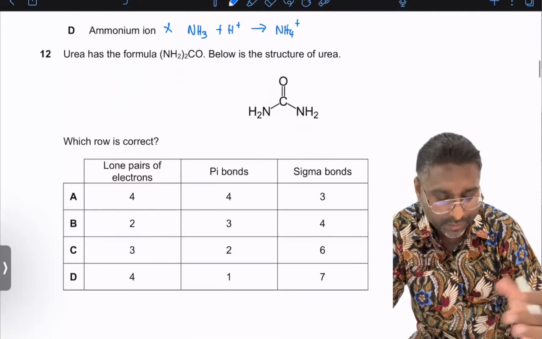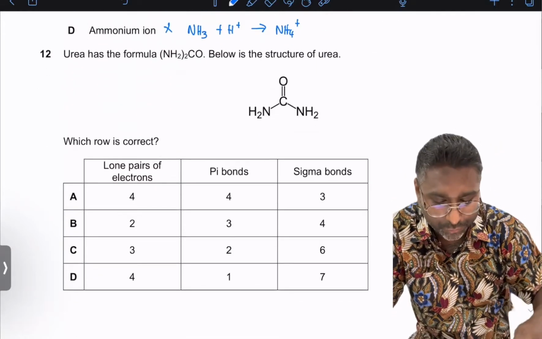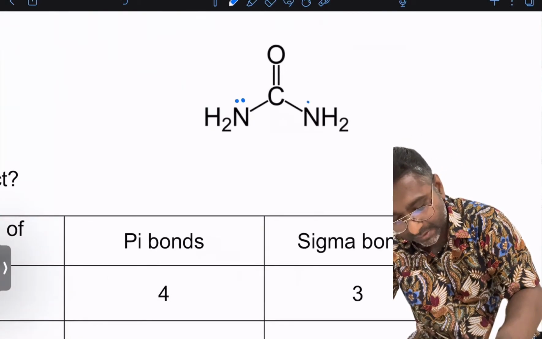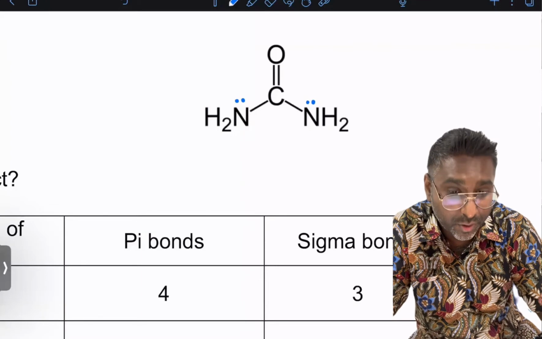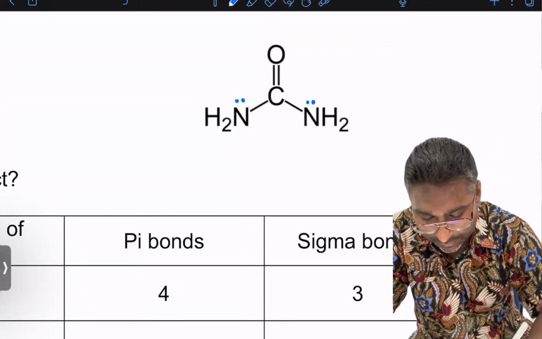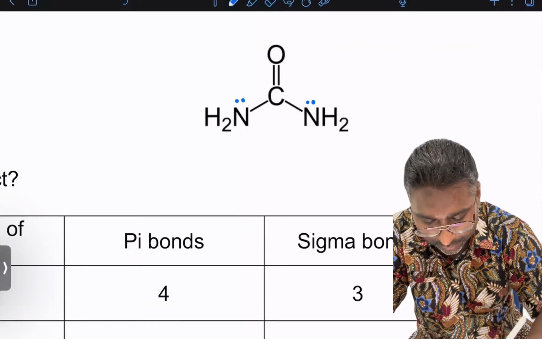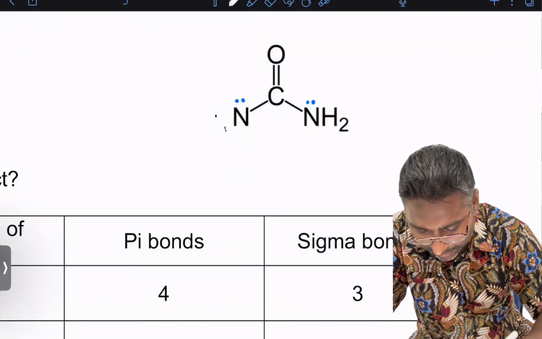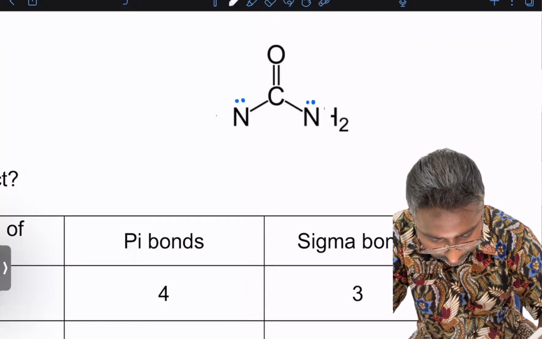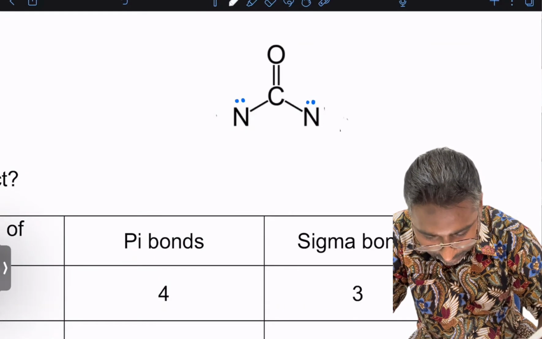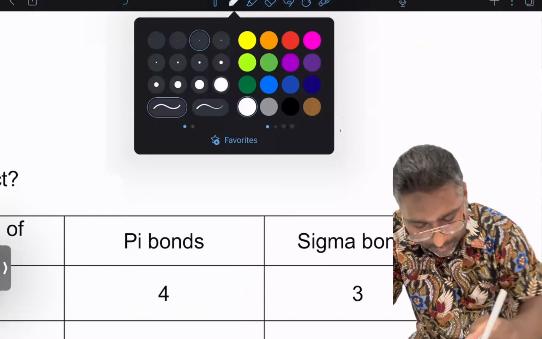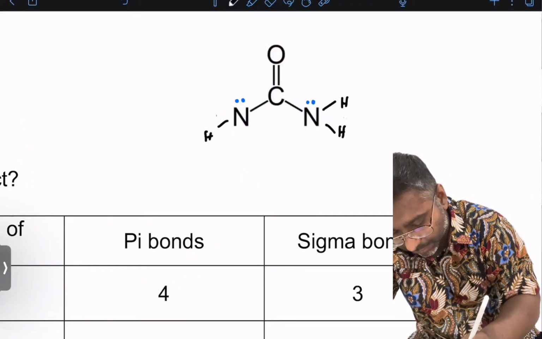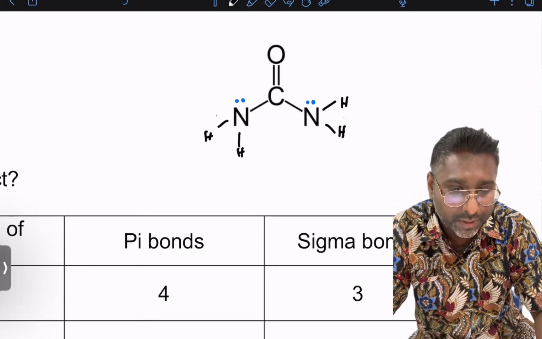Now, next question. Which row is correct? Now, whenever we are dealing with nitrogen, remember, it's a very tricky question. Nitrogen will always form 3 bonds. So if you want to erase this part, rather than like this, I'll just write it like this. The hydrogen, I put it this way. Hydrogen like this, hydrogen like this, hydrogen like this. 3 bonds surrounding nitrogen.